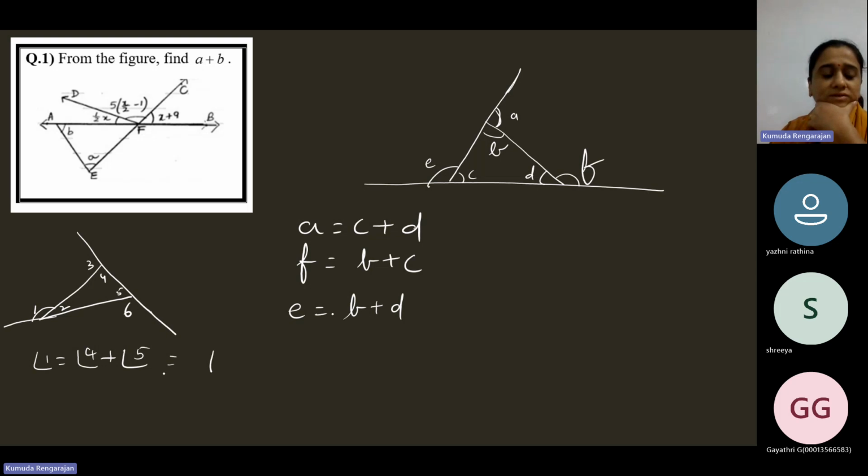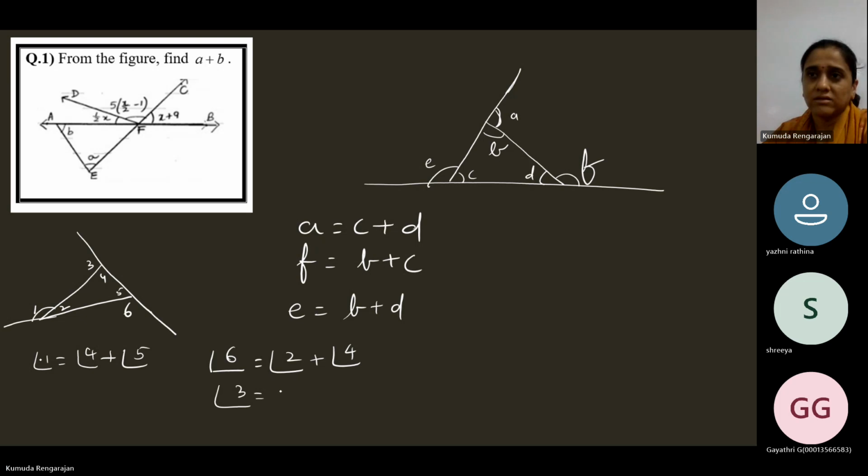What about angle 6? Angle 6 is equal to angle 2 plus angle 4. And tell me the other relation, Aditya. Correct. Angle 2 plus angle 5. So this is about the exterior angle property in a triangle.